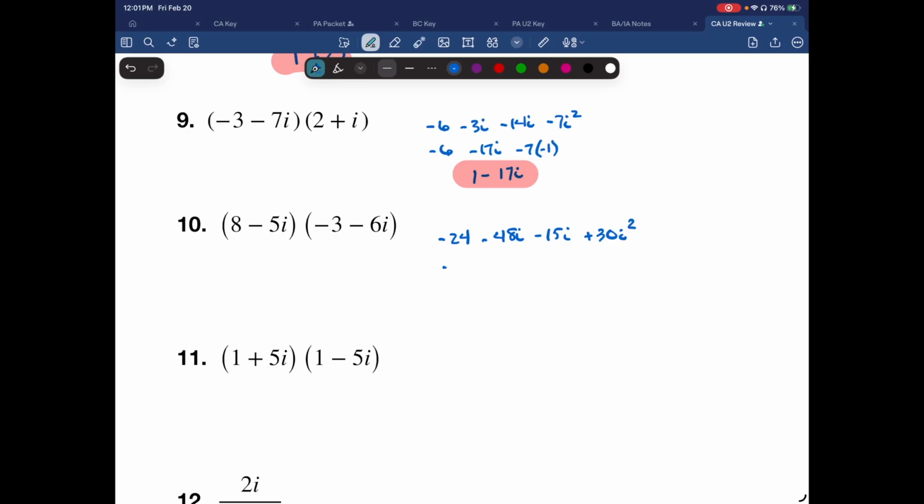So just like before, we got negative 24, negative 48, and negative 15. It's going to be, or this should be positive 15. That's going to give me negative 33i, and then that's going to be minus 30. Or you can think of it as like plus 30 times negative 1. All right, so plus positive 30 times negative 1, that's negative 30. Negative 30 minus 24 is going to be negative 54 minus 33i.